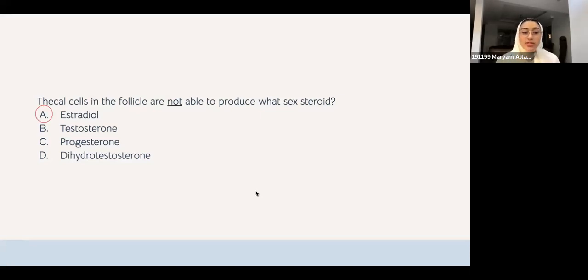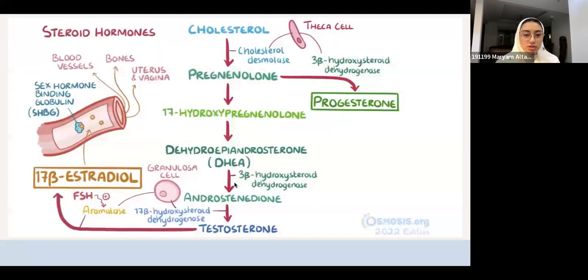Which enzyme is not present in thecal cells? Why can't we produce estradiol? Aromatase. Perfect. So our aromatase enzyme is present only in our granulosa cells, and for that reason, thecal cells are not able to produce estradiol, only androstenedione. Okay, so that's important, and that came up in a lot of previous questions. So this is just an overview so you guys can see.